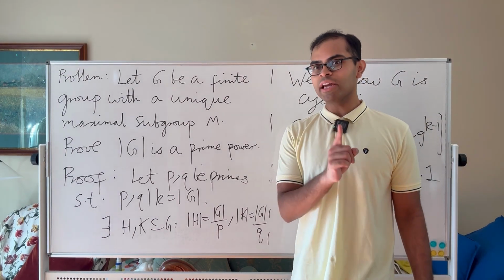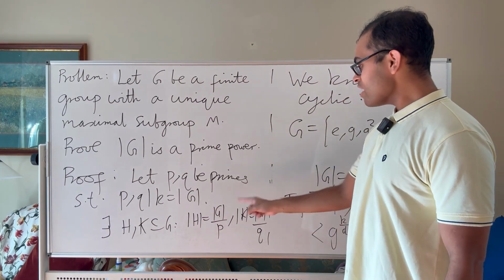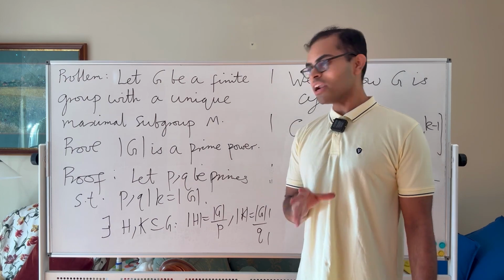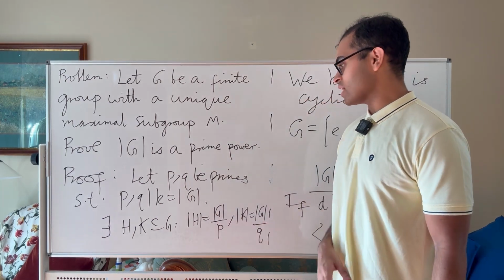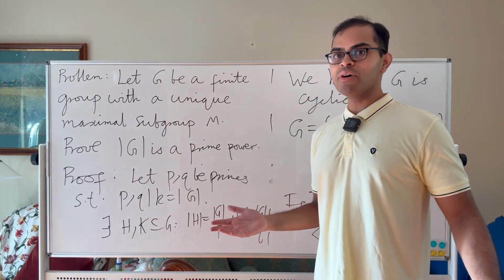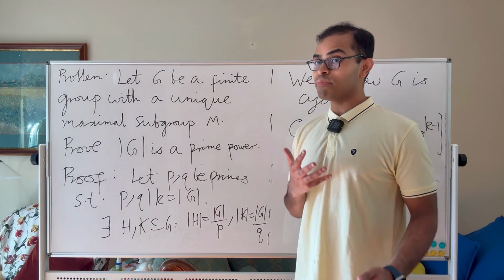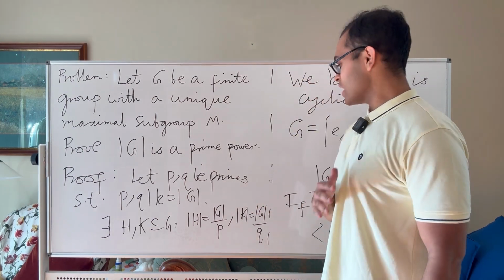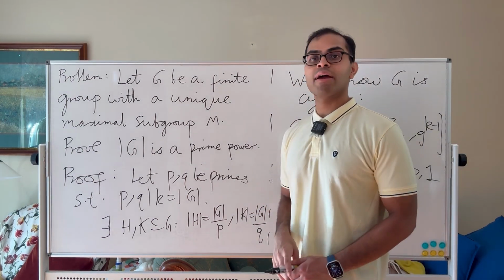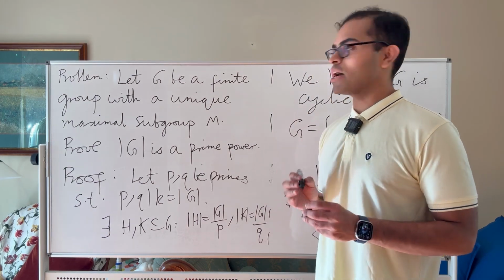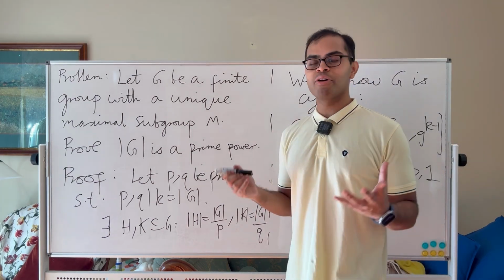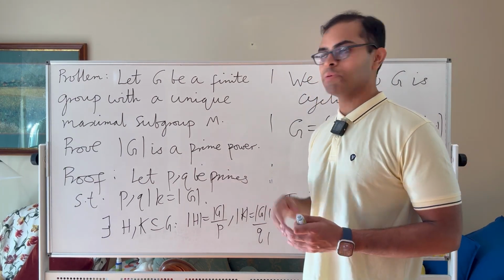So I want you to explain to me, drop a comment down below, why that's a contradiction, why it cannot be the case that both of these orders divide the cardinality of M. And therefore, because M is the unique maximal subgroup of G, that implies that G has to have prime power order for one fixed prime p. The order of the group G has to be a power of that prime.